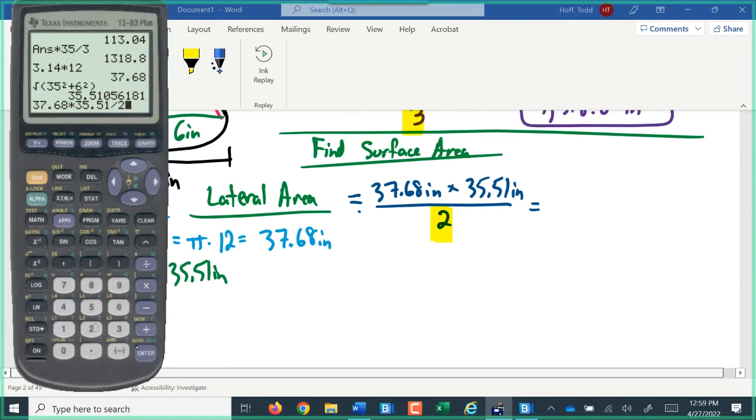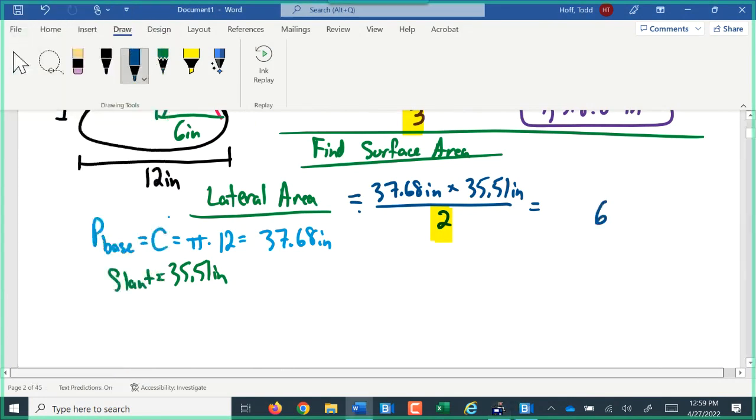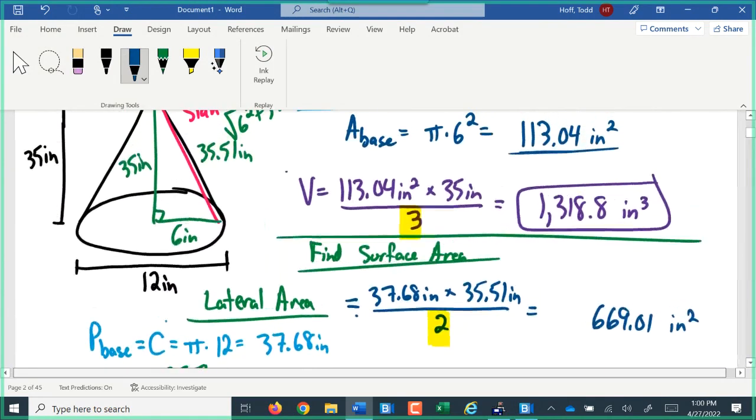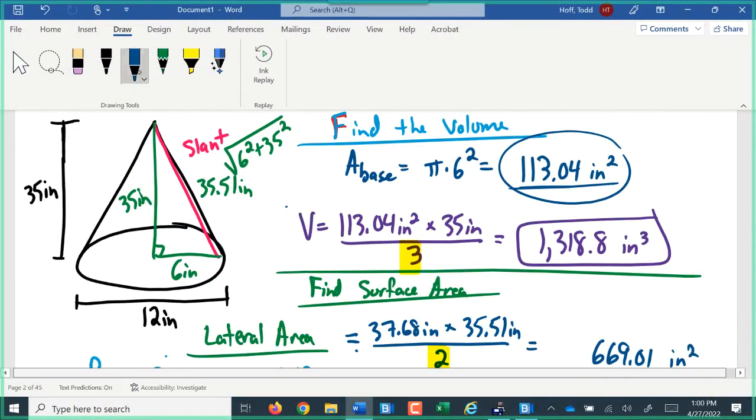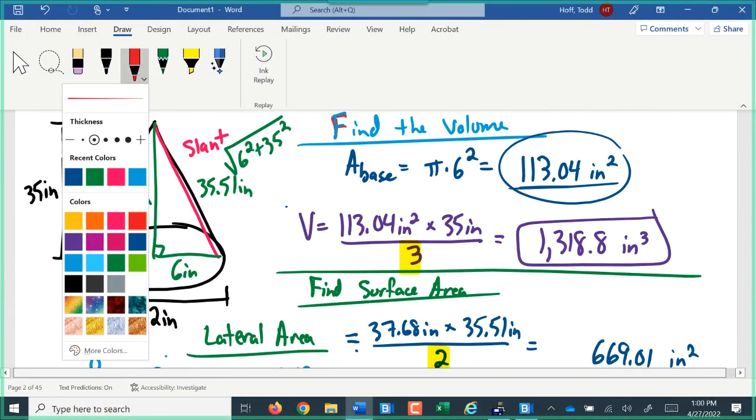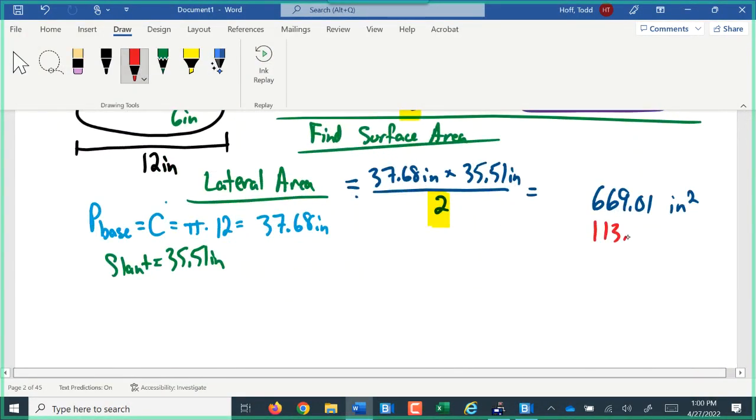So we get 669.01 square inches of lateral area. What are we going to add to that? Base, 113.04, the area of our base, giving us 782.5 surface area.